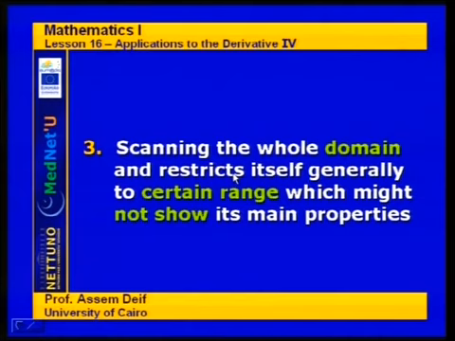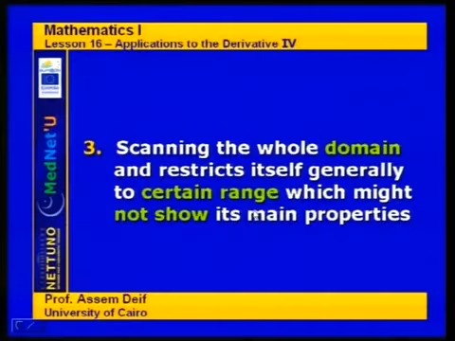Again, scanning the whole domain, it restricts itself, because you assign to the code or to the software a certain range from which you need to draw your graph, and so actually you are located in a certain region only. You should expand it to the whole range of the function. Since it restricts itself to a certain range, this range in fact might not show all the properties that you may wish to know about.